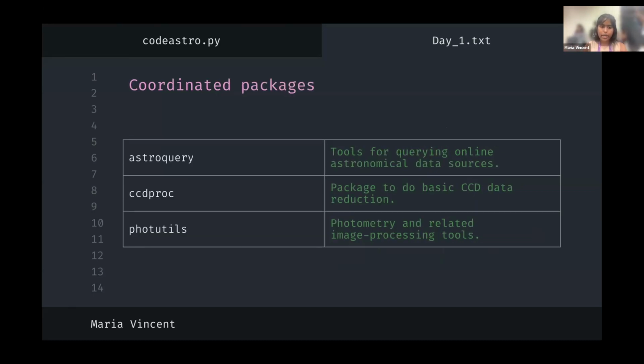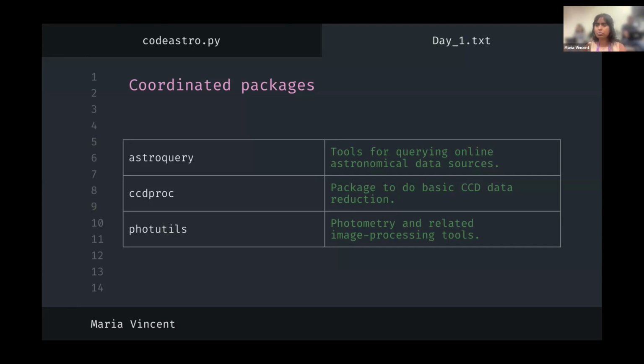Some examples of coordinated packages are Astroquery, which is very helpful when you have to look up information on a particular target. So instead of you having to look up the target on different websites like SIMBAD or VizieR, Astroquery will let you put in the name of a source, and then it will do the online querying for you. Then there is ccdproc, which does data reduction of images taken by a CCD detector. And then you have photutils, which is used for photometry. Photometry is basically about measuring the brightness of an object and doing some science with it.